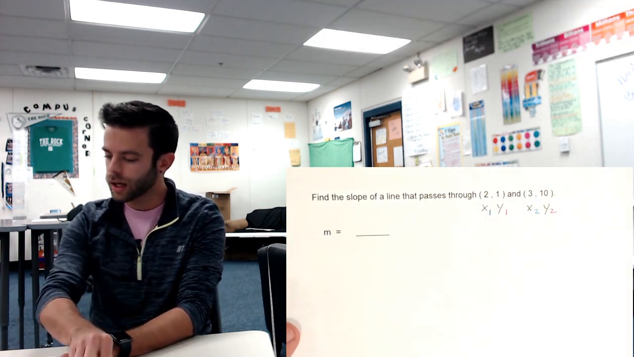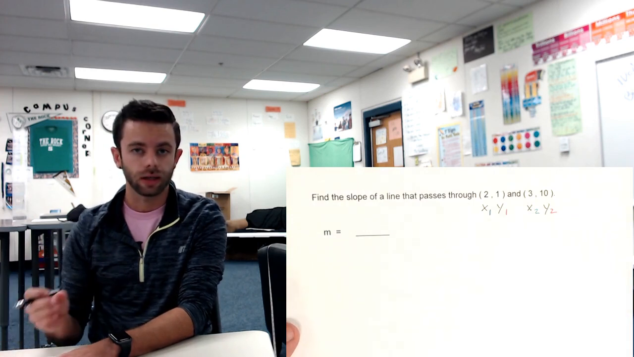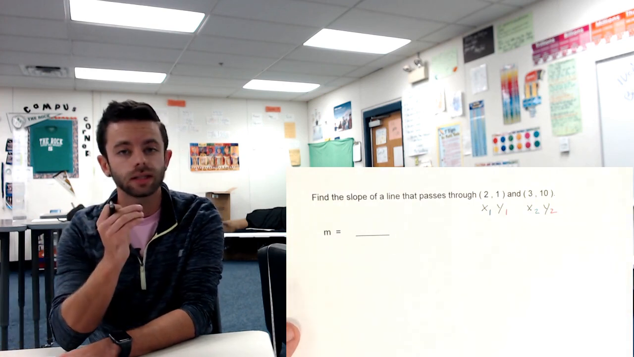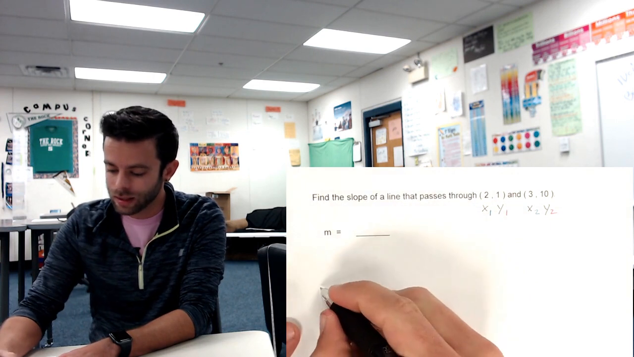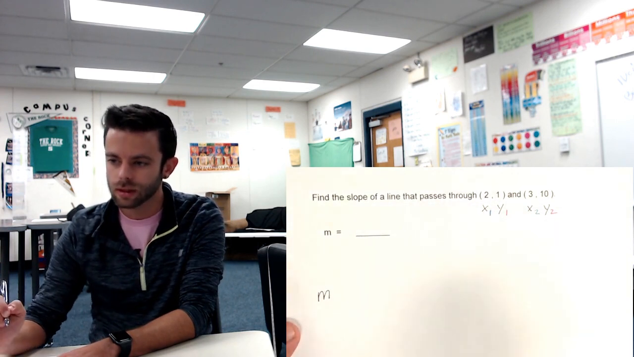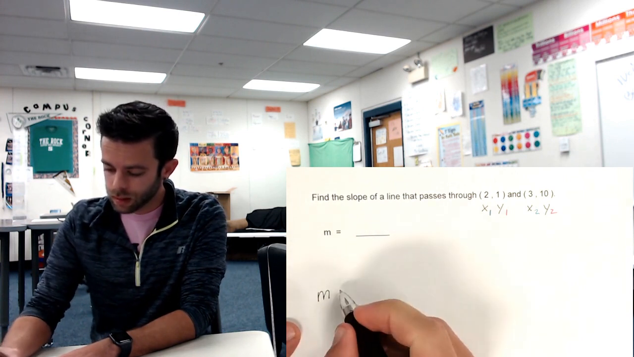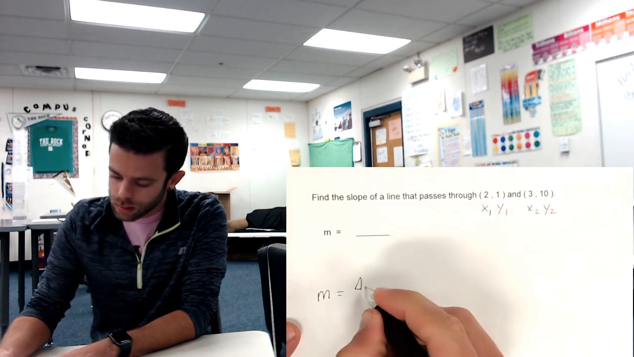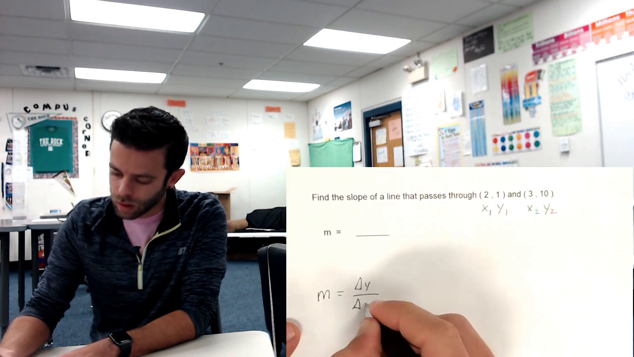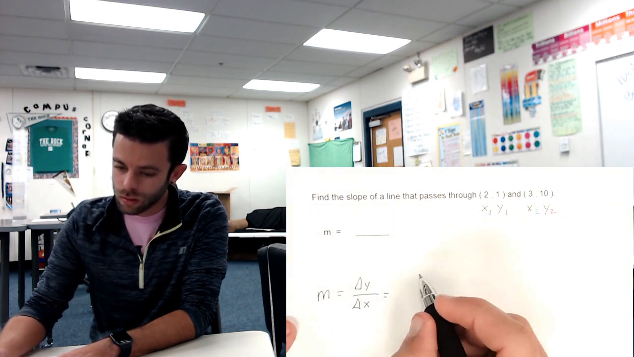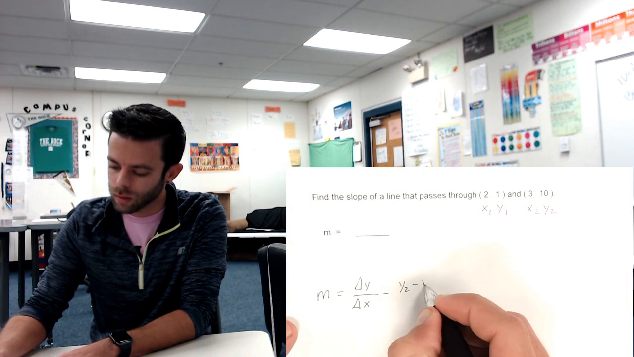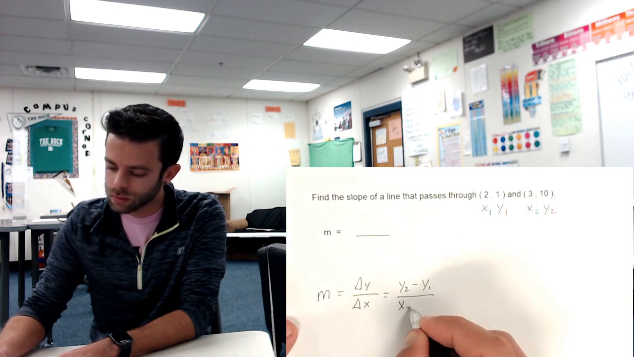So we're going to go ahead and just literally plug and chug. I'm going to recommend you use parentheses because I think it's easier, especially when there are negatives included. But again, m, or slope, equals change in y over change in x, or y2 minus y1 over x2 minus x1.